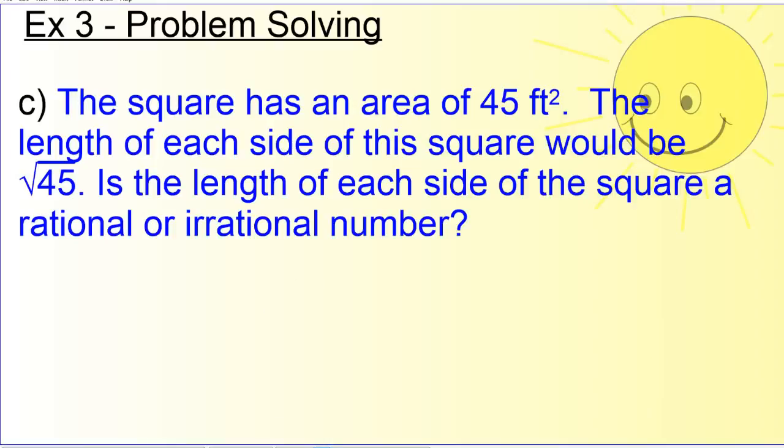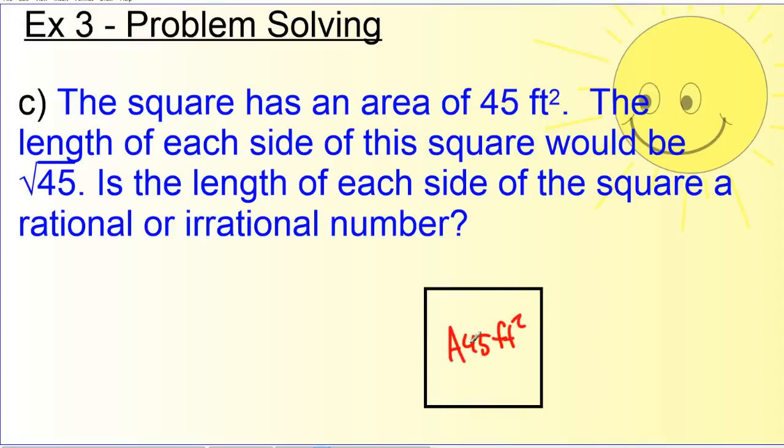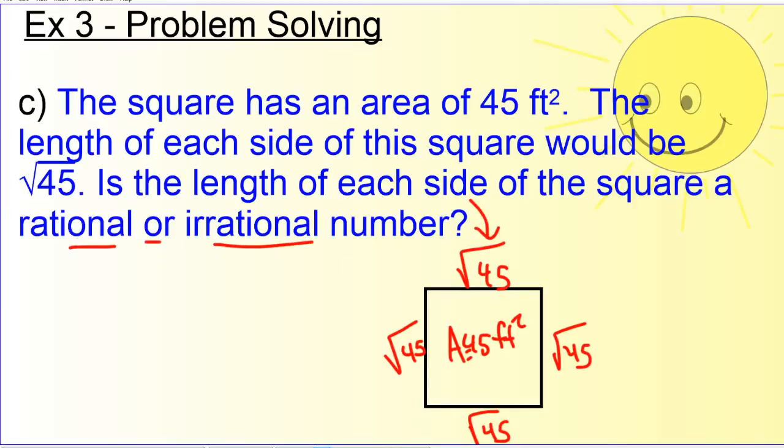Alright, so picture time. I love pictures. Here is my square. Ain't he a beaut? It says this square has an area of 45 feet squared. And it says the length of each side of the square would be the square root of 45. So every side is that big. And the question is asking us, is the length of each side, this number here, rational or irrational?